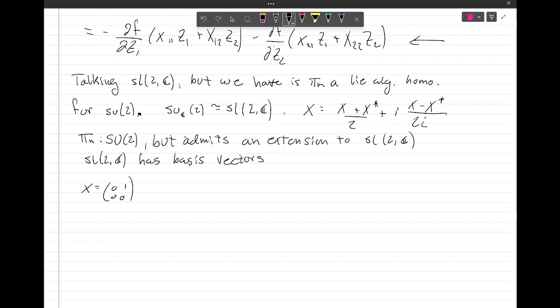0 0 0 1 0 0. 0001. Actually, it should be in the other corner. My bad. 0010, and then H is 1 0 0 -1.